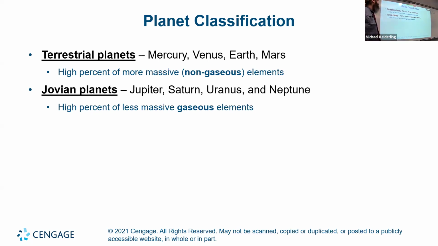While the Jovian planets, Jupiter, Saturn, Uranus, and Neptune, have a high percentage of less massive gaseous elements. They're generally big balls of gas with liquid centers. They don't have solid surfaces. The pressure builds up enough for the gases to become liquid. So these are the terrestrial, the small rocky planets, and then the gas giants. Well, gas giants and ice giants will probably classify, because Jupiter and Saturn are more similar to each other, and Uranus and Neptune are more similar to each other.